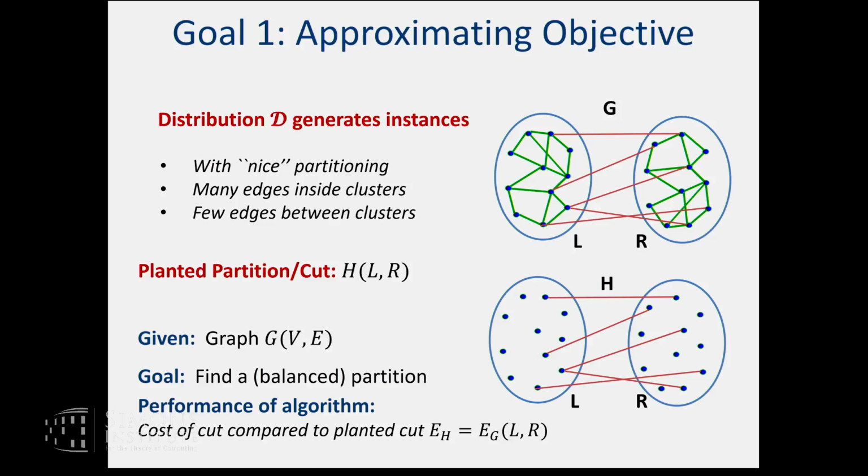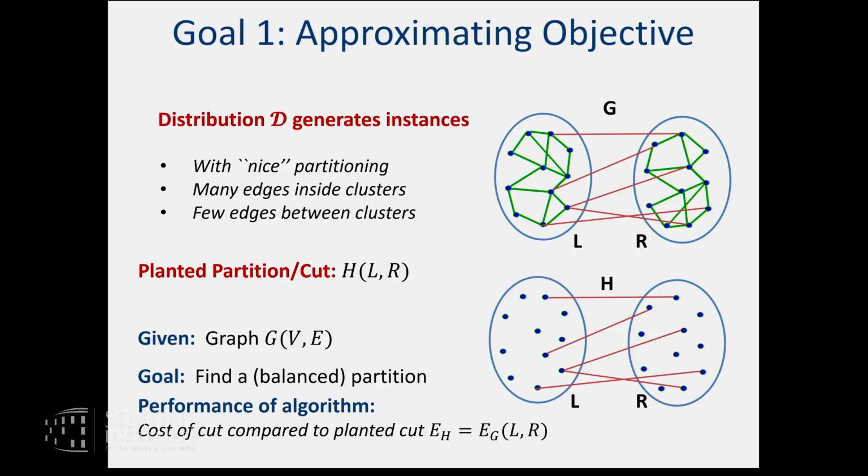That is, to find a solution of small cost, and the quality of the algorithm is measured by comparing the cost of your solution to the cost of the planted cut. If you have no information about the instance, then the best you can hope for is a square root log n or a log n approximation in the worst case. But if your distribution is nice, hopefully you can get much better performance with respect to the planted cut, hopefully a constant factor. So that's the first goal.